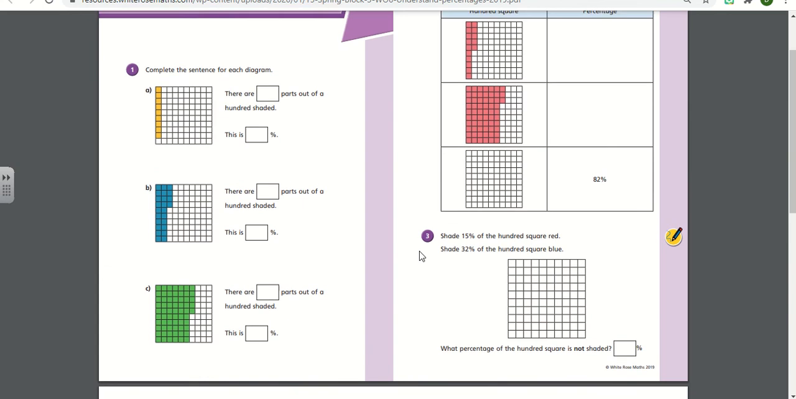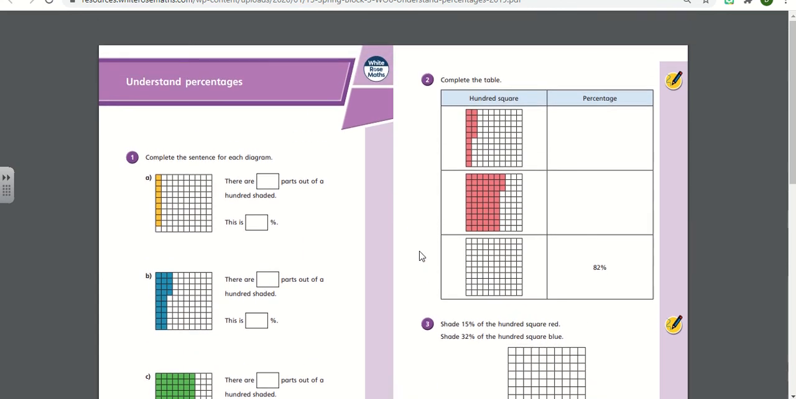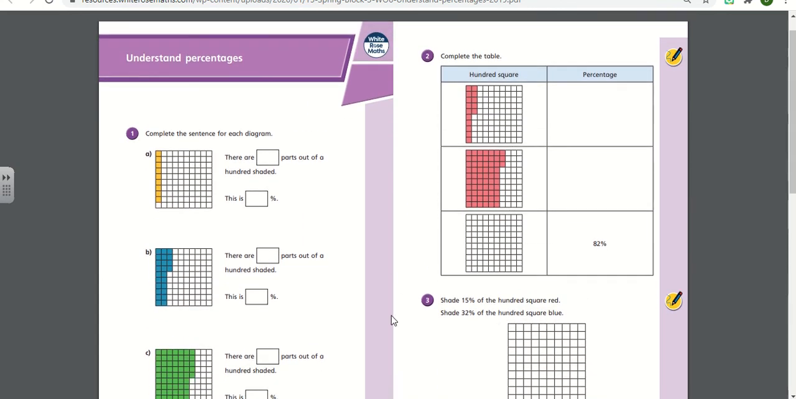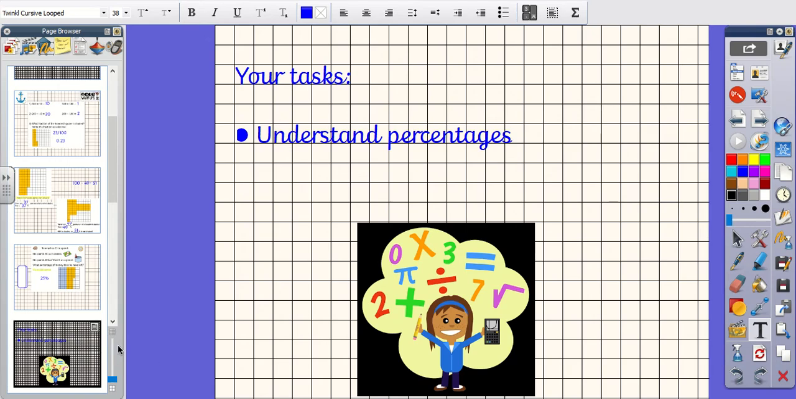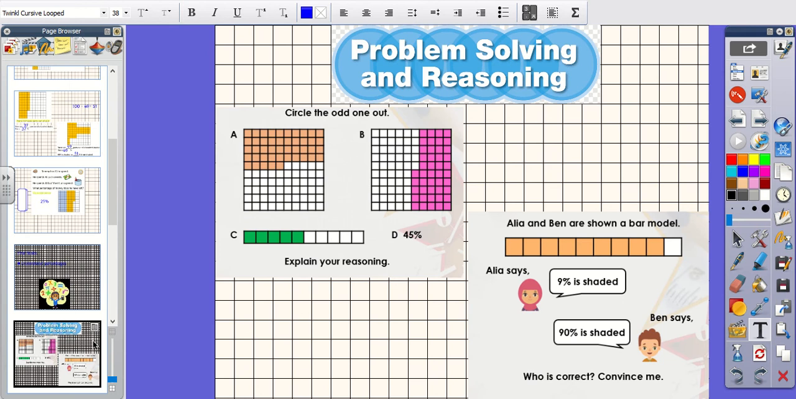Super. So please pause this video here, have a go at those questions for me, and then come back to the video when you are ready to do your problem solving and reasoning. Okay, so problem solving and reasoning. So we're still looking at understanding percentages. So let's have a look at this first question here. Circle the odd one out.